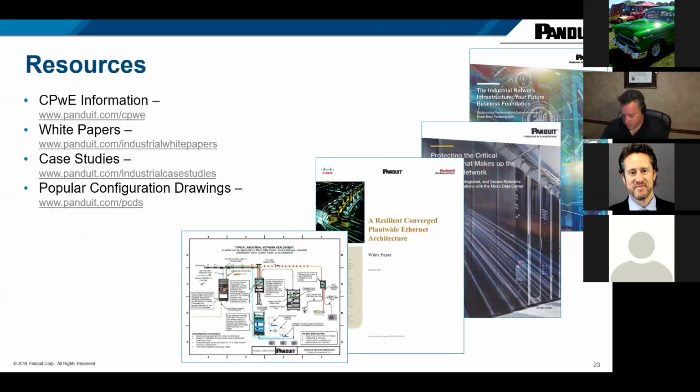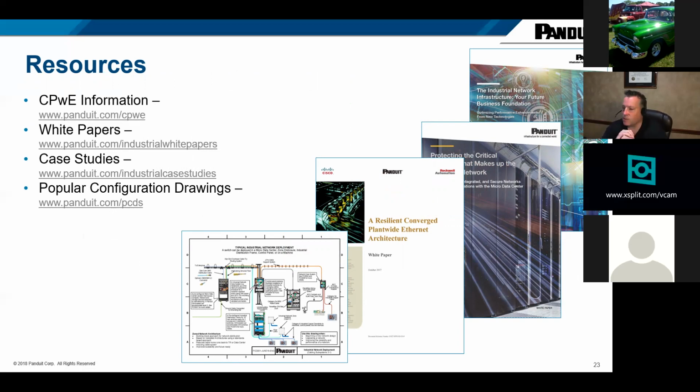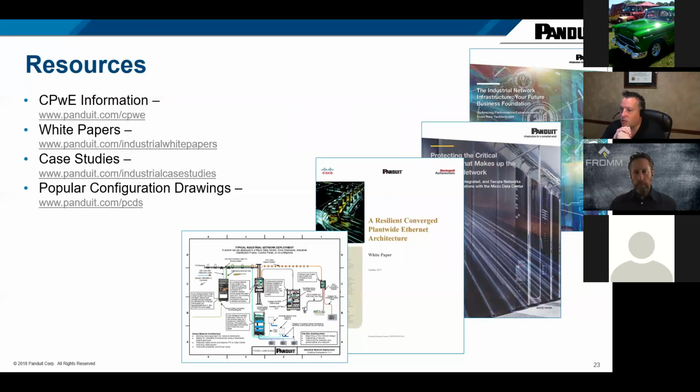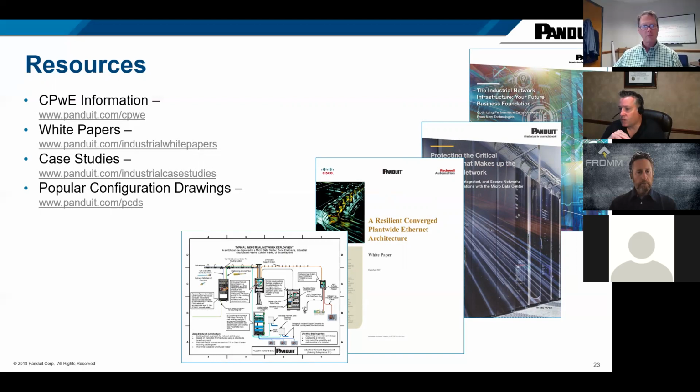That brings me to the last slide. So again, tons of resources. Here are some. If you want information on the converged plant-wide Ethernet, there's the link. You can also just Google it. Rockwell and Cisco also have it on their websites. Tons of white papers. That's actually just the landing page for our industrial white papers. And then, of course, case studies. You can see it's panduit.com/industrial case studies.